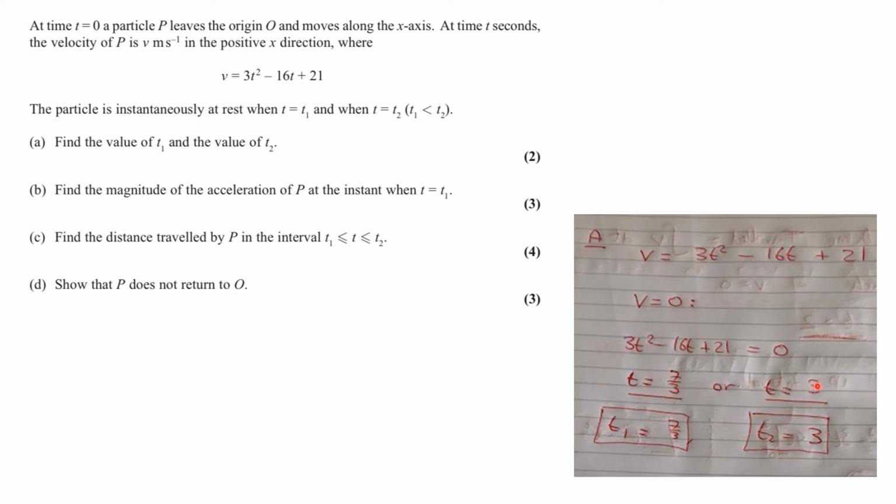Right, here's a little bit of exam technique for you. The exam question here specifies that it's at rest at 2 points, T1 and T2. They've called it 2 special things, which they don't always do. And they've specifically labeled that T1 is less than T2. So the smaller one is T1, and the bigger one is T2. Out of 7/3 and 3, hopefully we can realize 7/3 is smaller than 3. So T1 must be 7/3 and T2 must be 3. You must label T1 and T2 correctly.